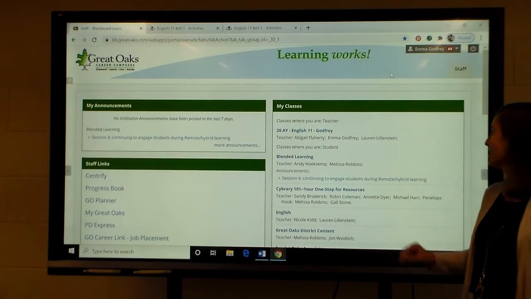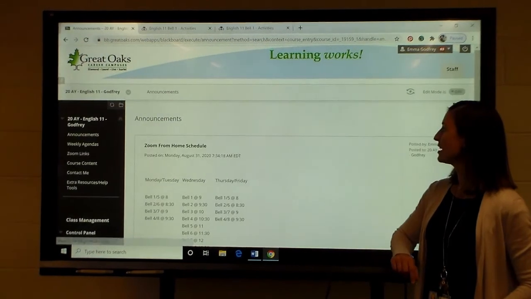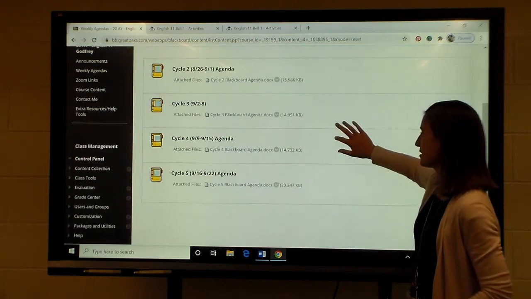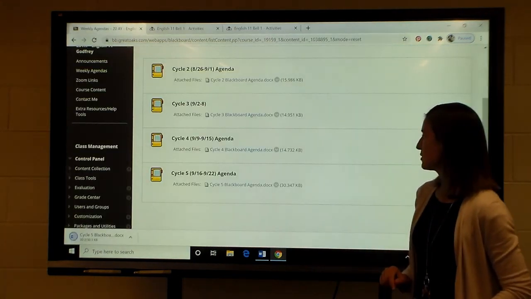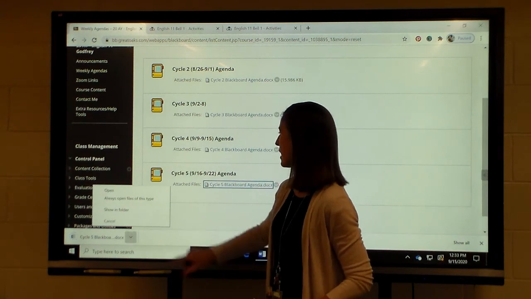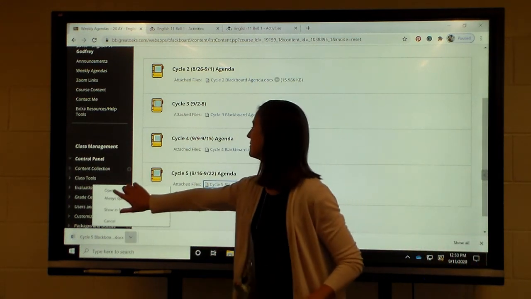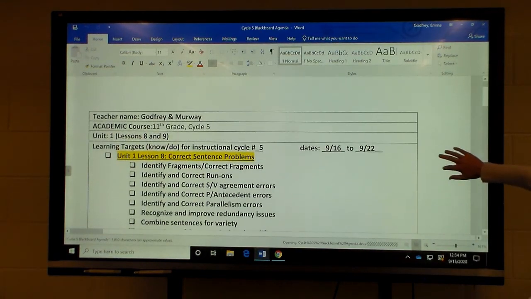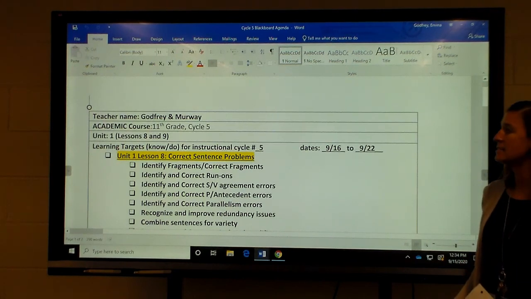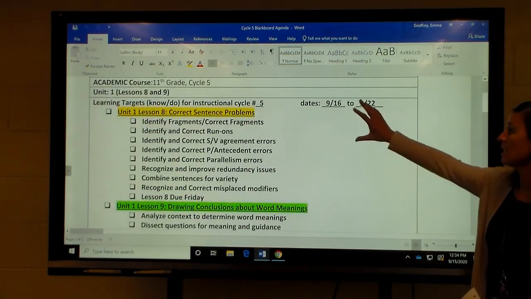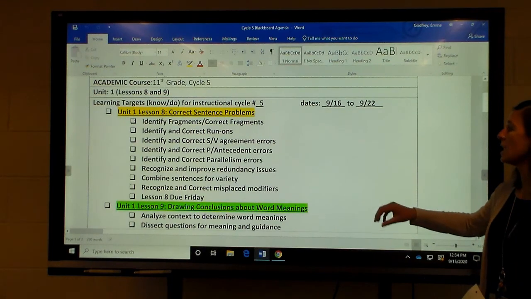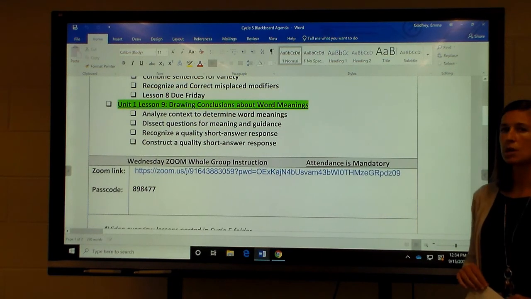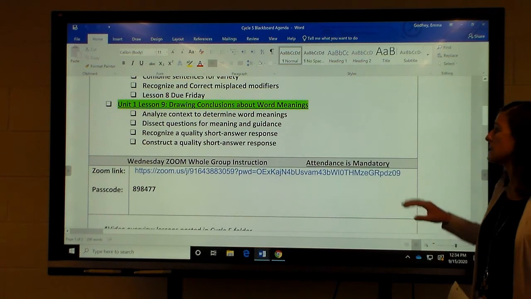Back to Cycle 5. So once again, as always, we go into our English course and start with the weekly agenda. Going down to Cycle 5, we'll start September 16th and wrap up on Tuesday, the 22nd. For this one, we have two lessons that we're going to be working on, Lesson 8 and Lesson 9. There will be a lot of specific terminology that we're going to cover, more with sentence structure. And then when we get to Lesson 9, we're really going to start working on constructive responses, short answer responses.